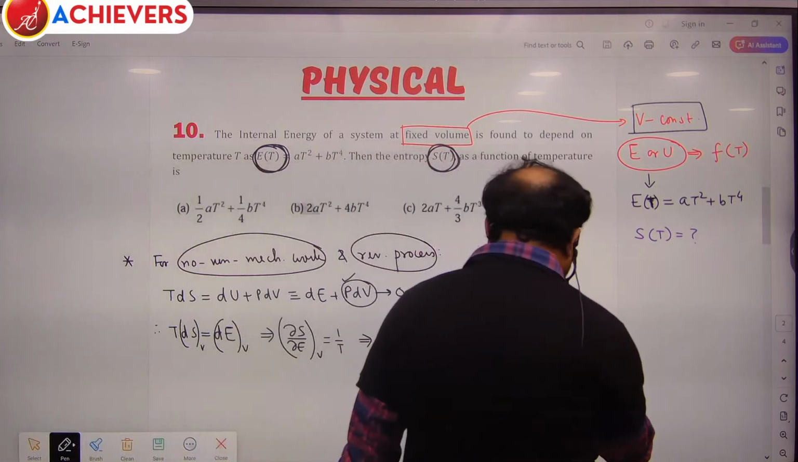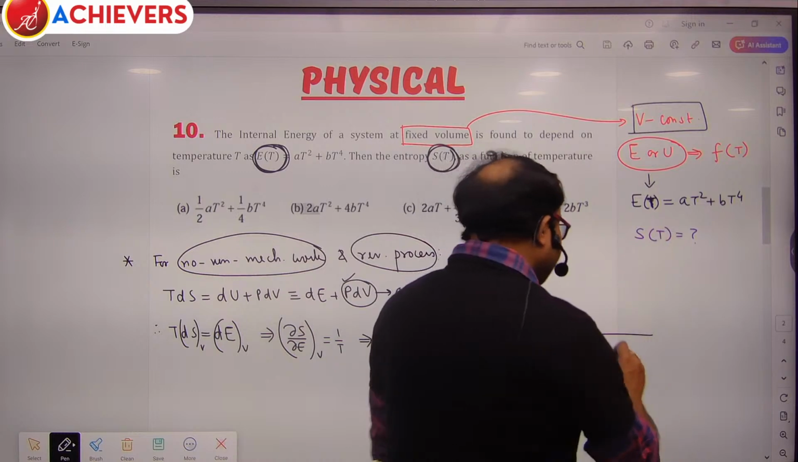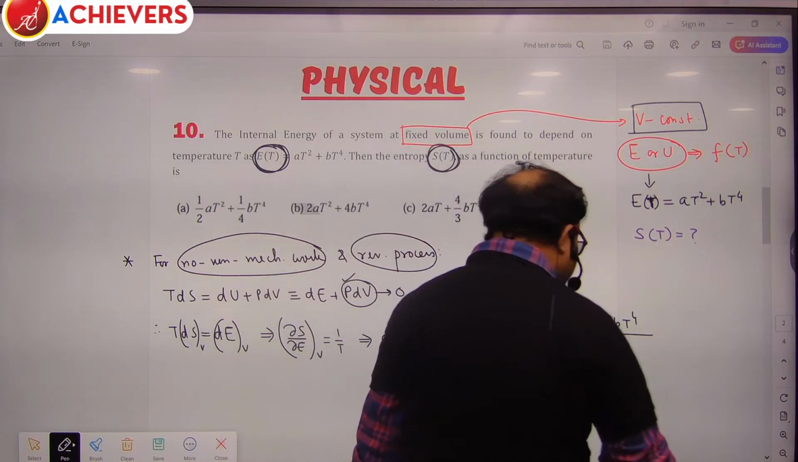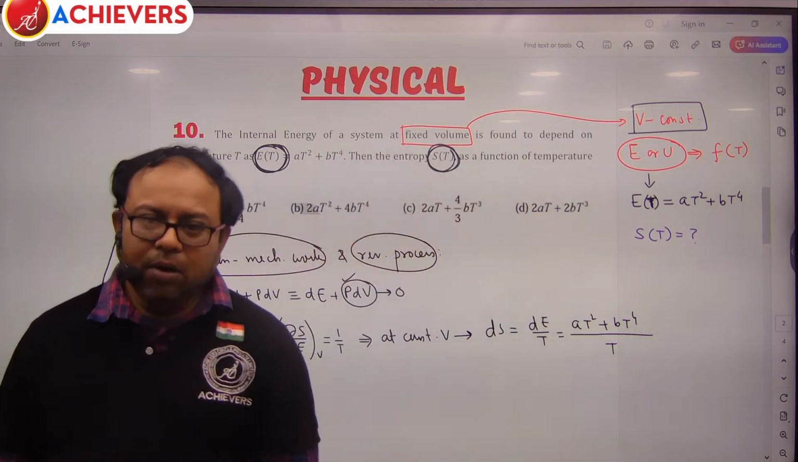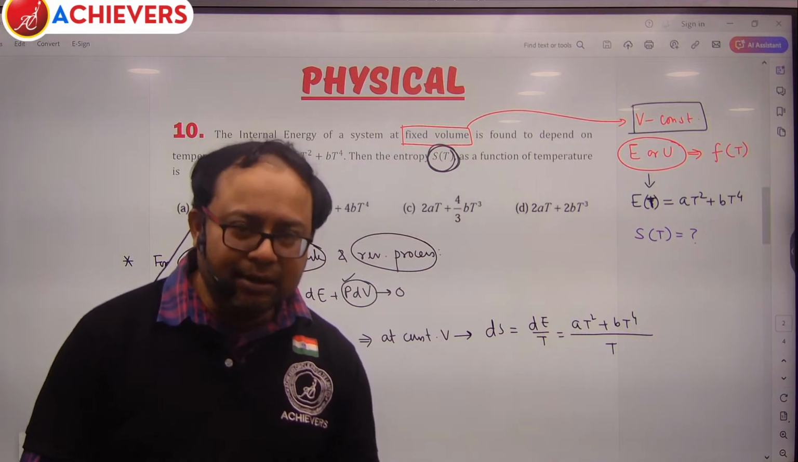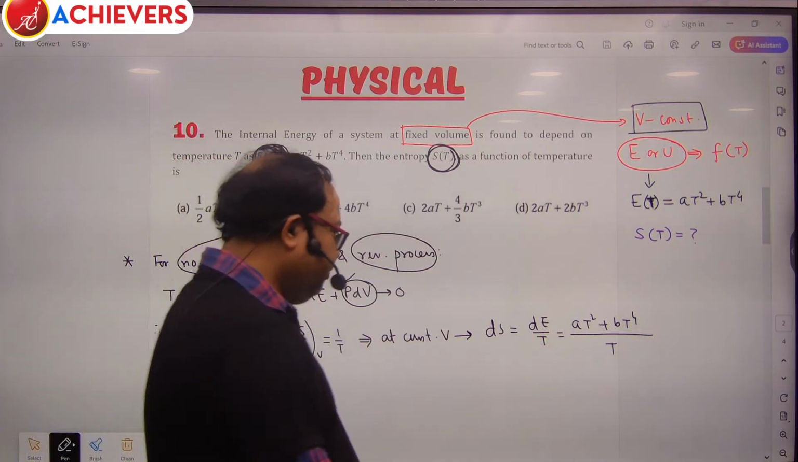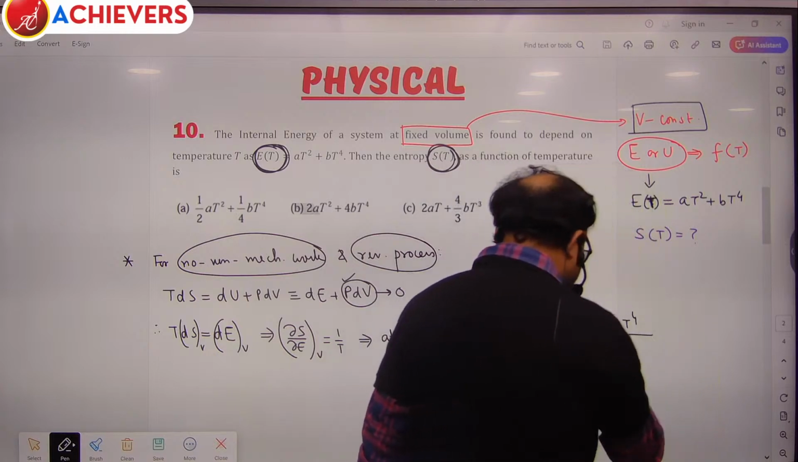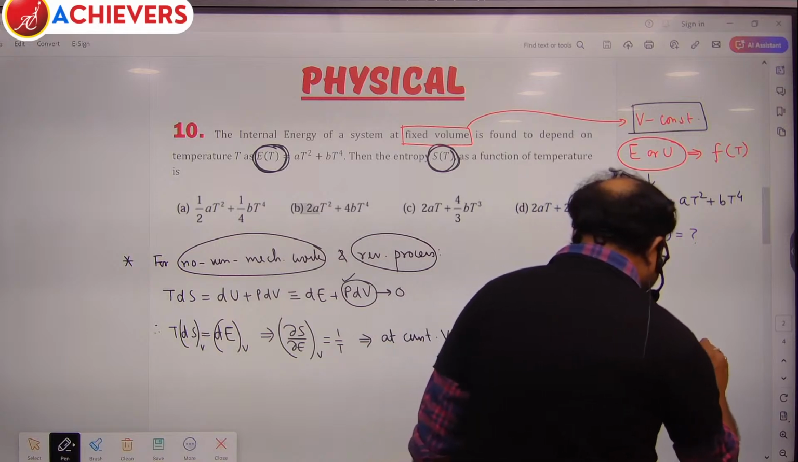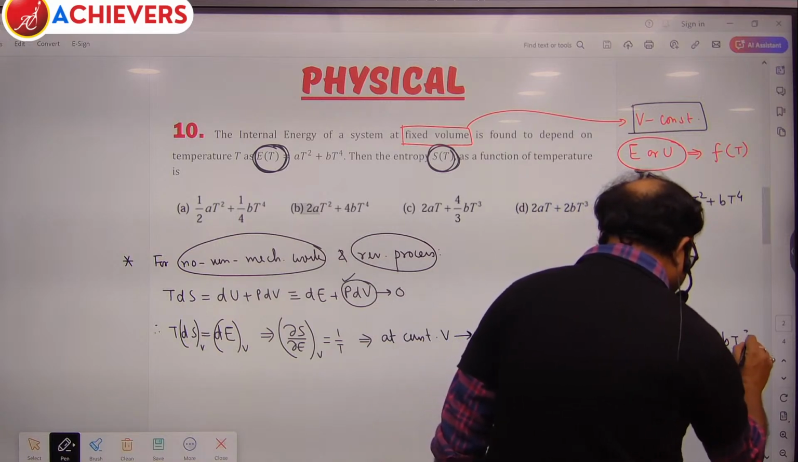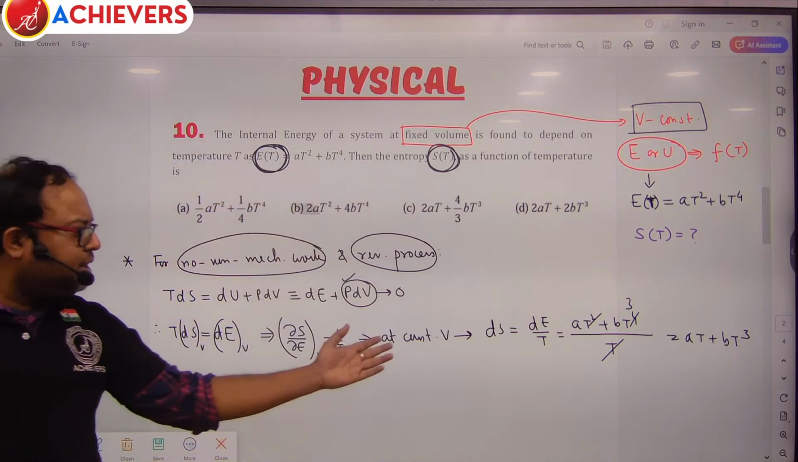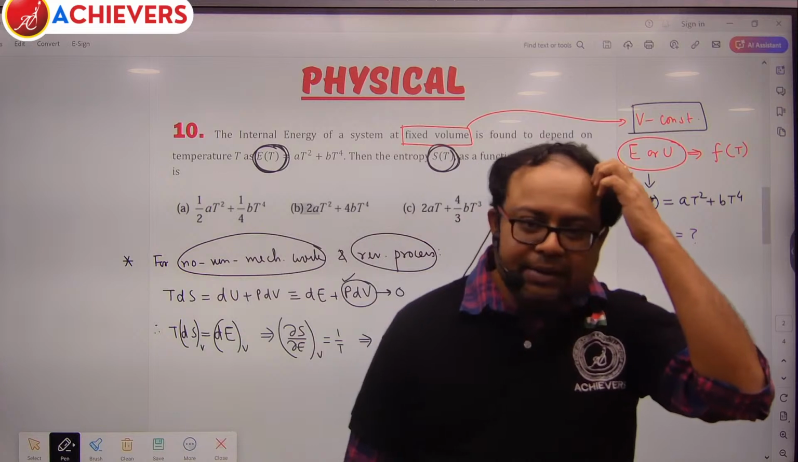Now what is dE? It is AT squared plus BT to the power 4. This whole thing is divided by T. If you carry out this division, you will get AT plus BT cubed. Okay. So this is the expression of dS.